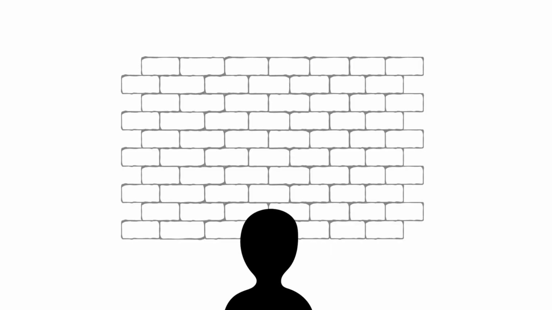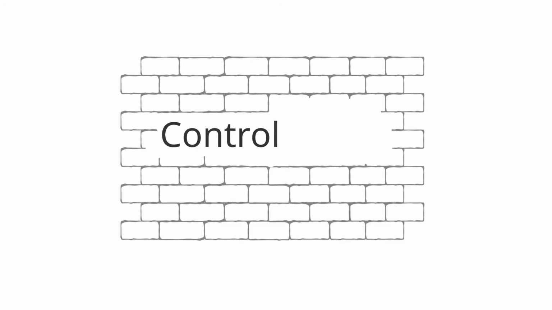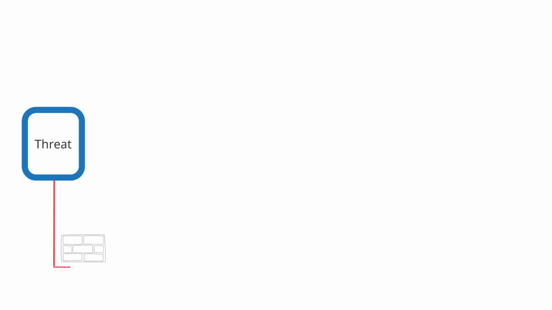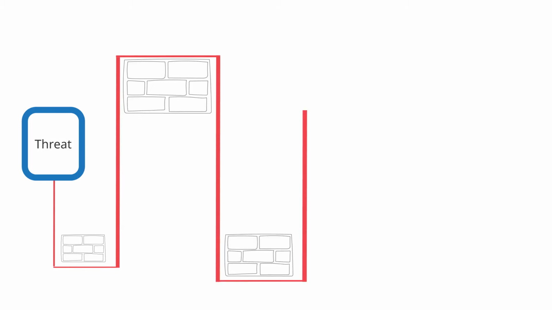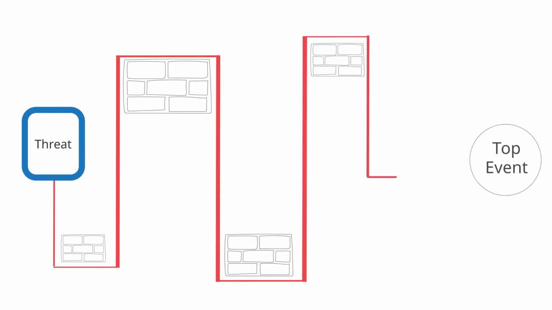Another word for a barrier is a control. A control is an act, object, or system intended to prevent or mitigate an unwanted event. These controls can be small or large actions. Are they equal in importance? No. Some are more essential than others at preventing the top event from happening.